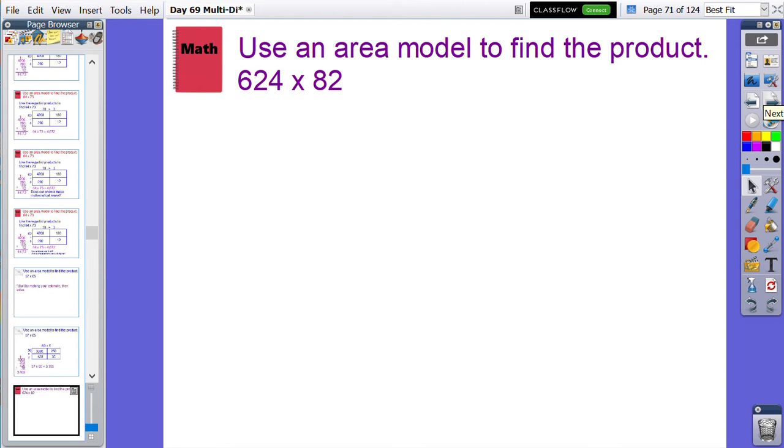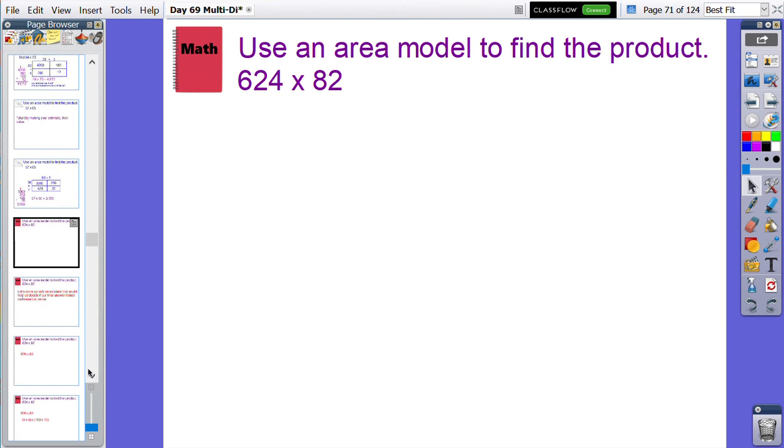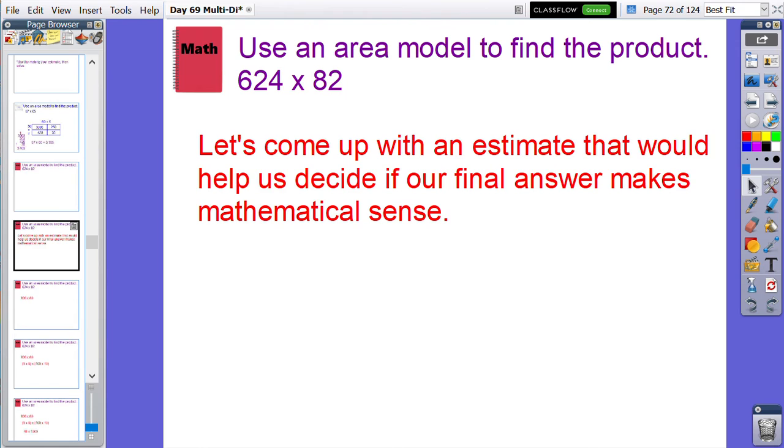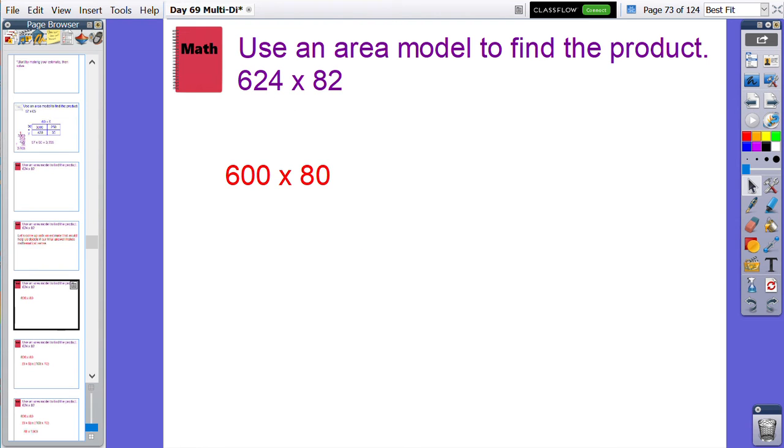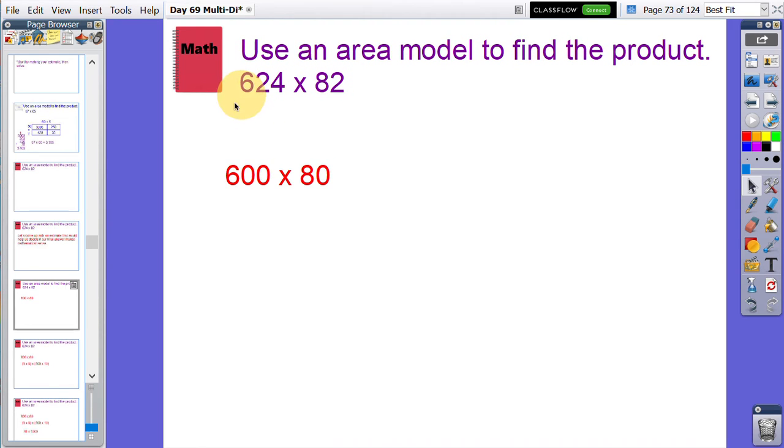All right, the next one on our notes, you're going to use an area model to solve. Let's come up with an estimate that would help us decide if our final answer makes sense. So I'm going to look at 624. If I'm going to round that to the nearest 100, the 2 is going to tell us to round down. So we're going to keep 6 the same and make it 600. The 2 in 82 is also going to tell us to round down, so we're going to keep the 8 the same and make it 80. So 600 times 80.